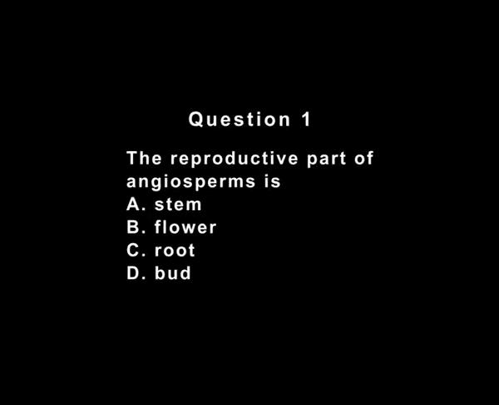Question 1. The reproductive part of angiosperms is. Angiosperms are flowering plants. What part of the plant is the reproductive part? We have A, stem, B, flower, C, roots, D, bud. Obviously, flower is what the flowering plants are using to produce seeds. So it's a reproductive part. Answer is B.